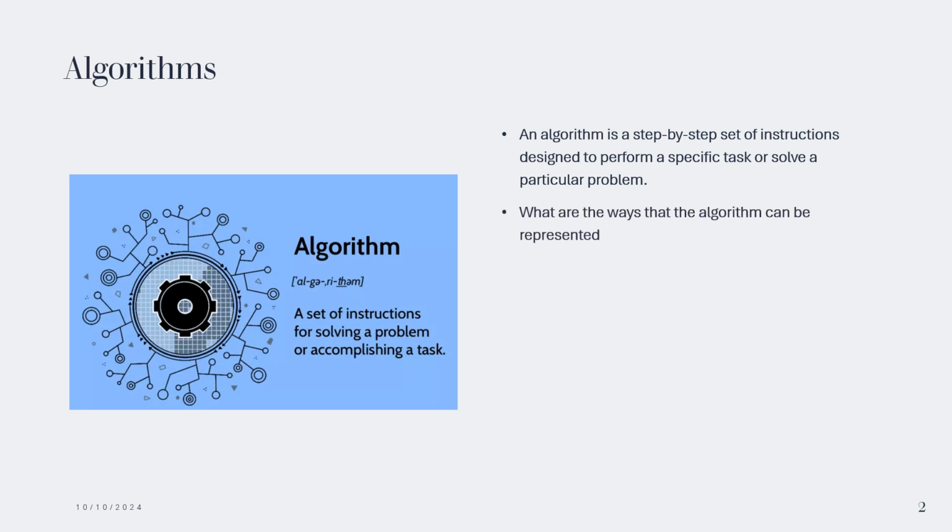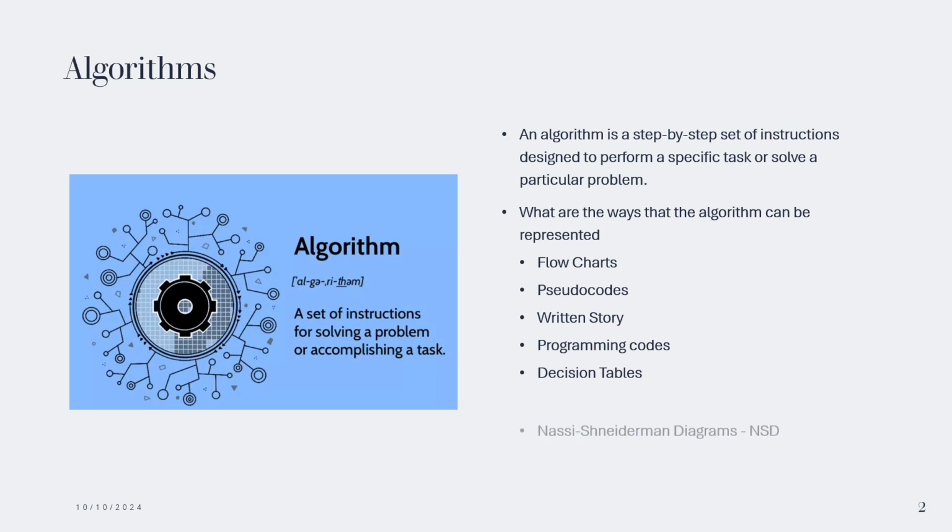So now let's see the ways algorithms can be represented. First one, flowcharts, then pseudocode, then written stories, and after that programming codes, decision tables, and finally Nassi-Shneiderman diagrams, or as we call them, NSDs. So let's take a look at these things separately.